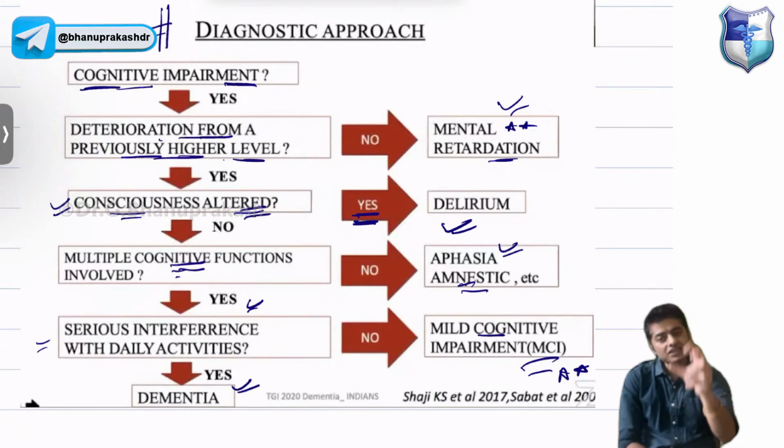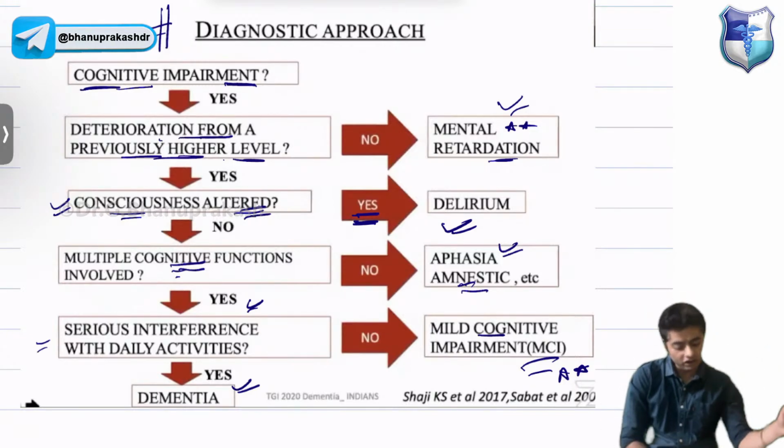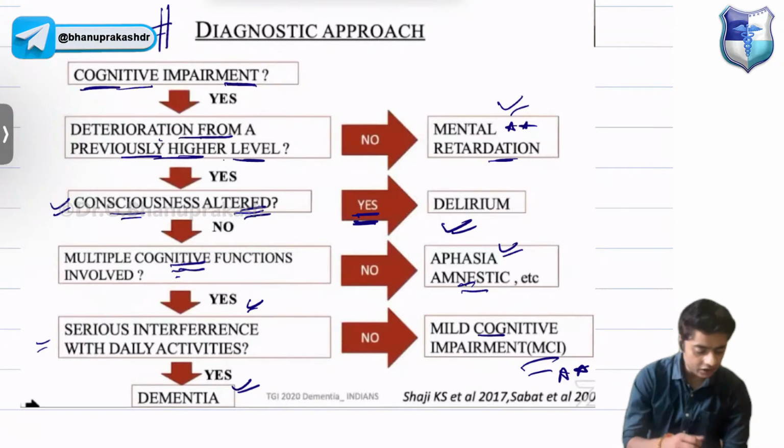And then we will check if these are affecting his daily activities or not. If daily activities are affected, then it is dementia. If not, then it is MCI.